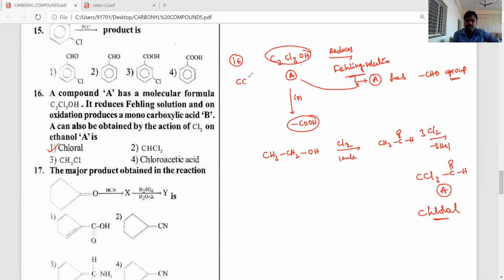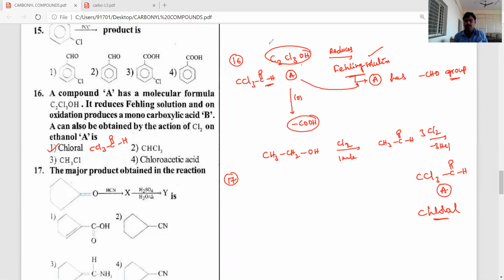Its molecular formula is CCl3 C double bond OH. Due to the presence of the aldehyde group, it gives a positive test with Fehling's reagent, and aldehydes on oxidation are converted into acids. Okay, so the answer is chloral. Chloral is CCl3 C double bond OH. That's why its molecular formula is C2Cl3OH. Okay, students. Now let's see the 17th question.